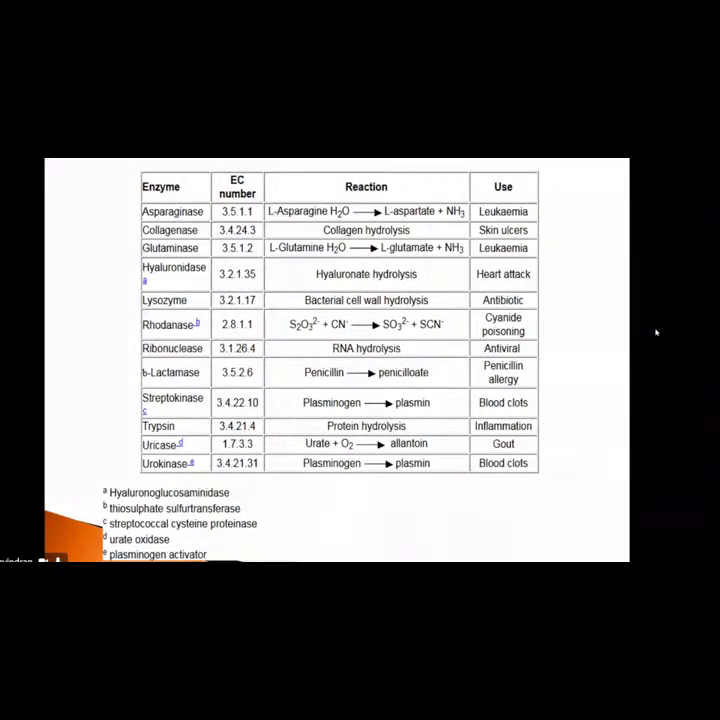Gout is nothing but increased accumulation of uric acid, mainly in the joints, which leads to pain in the joints. That is called gout. So for that we can use the uricase enzyme.